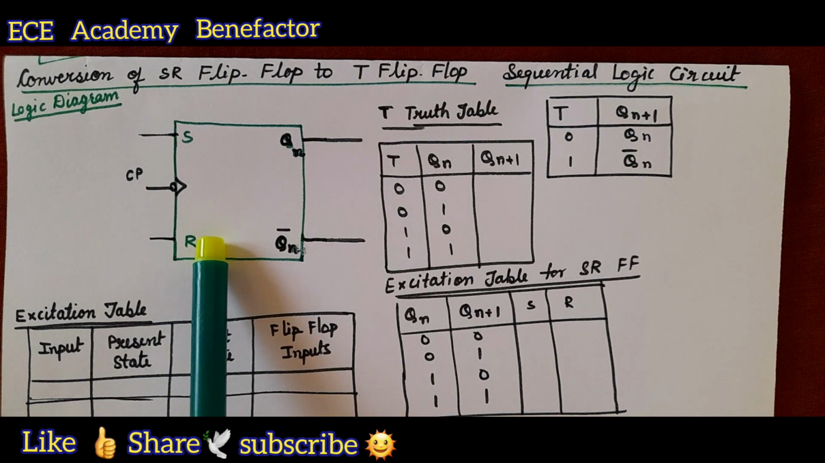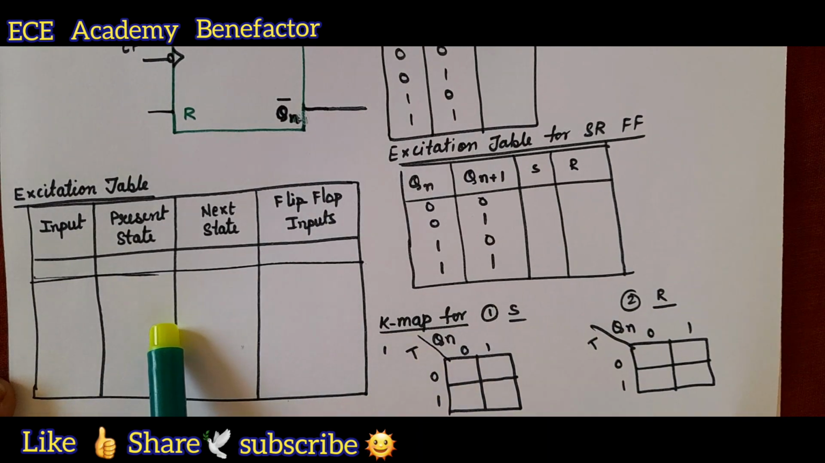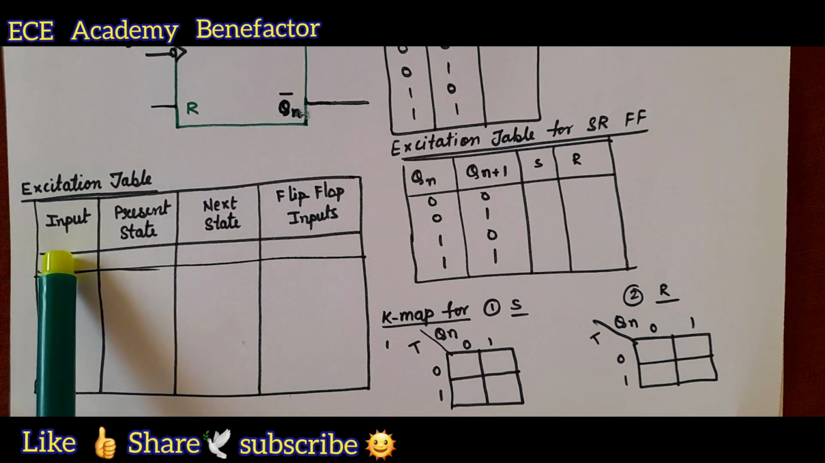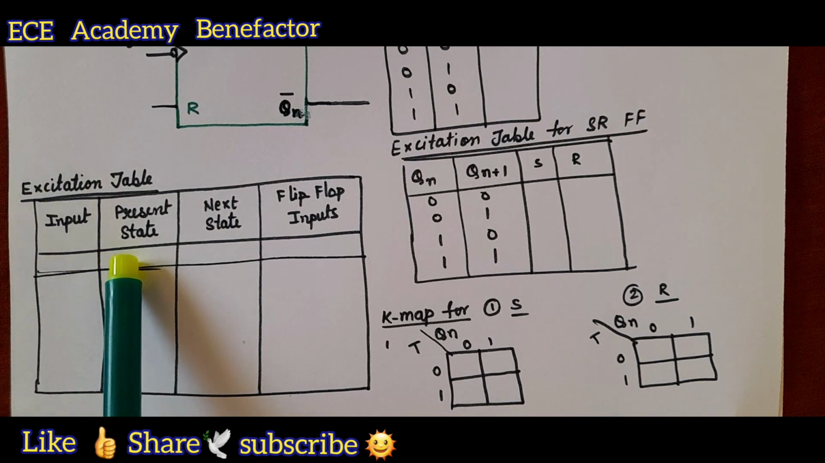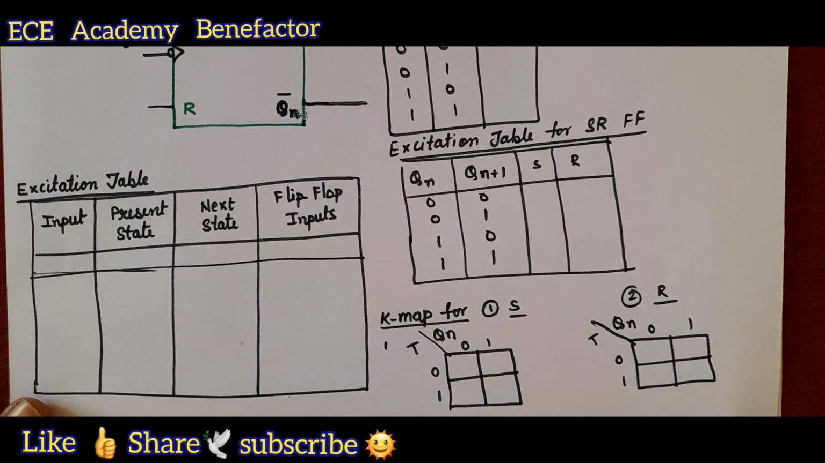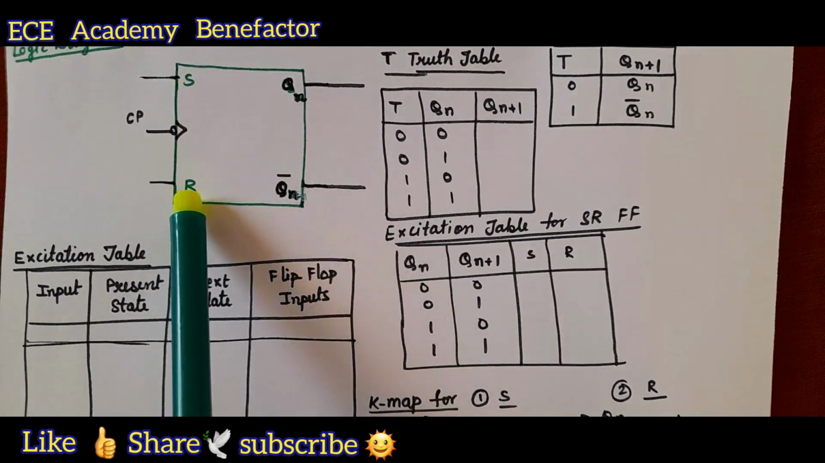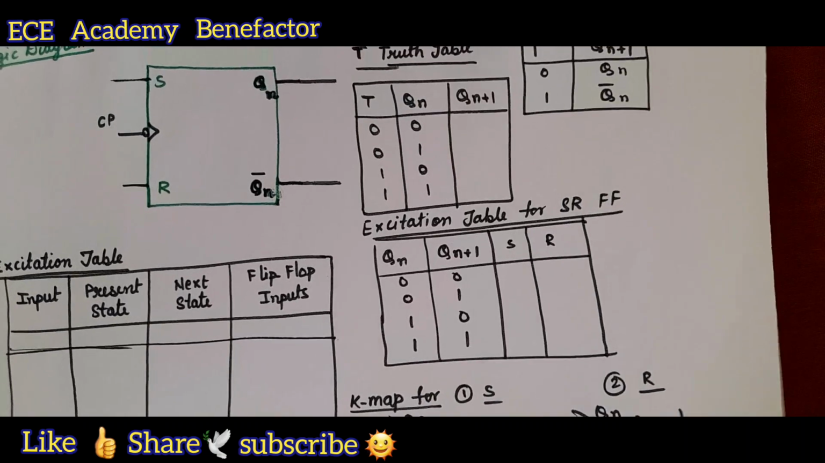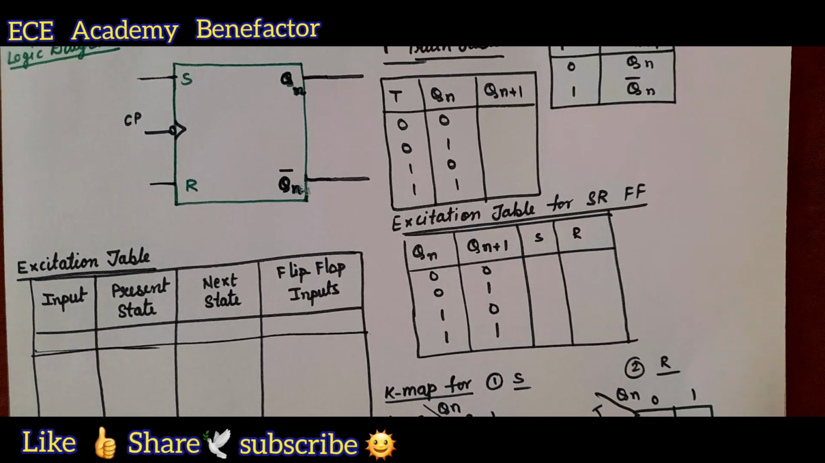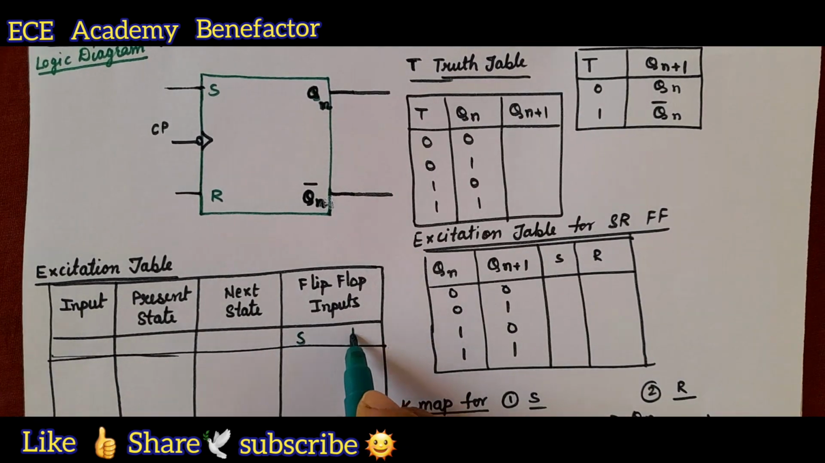To convert it to T flip-flop, we need an excitation table. What does this excitation table consist of? 4 columns: input, present state, next state and flip-flop inputs. So what are the flip-flop inputs here? What are the flip-flop inputs? S and R. So I write the flip-flop inputs as S and R.